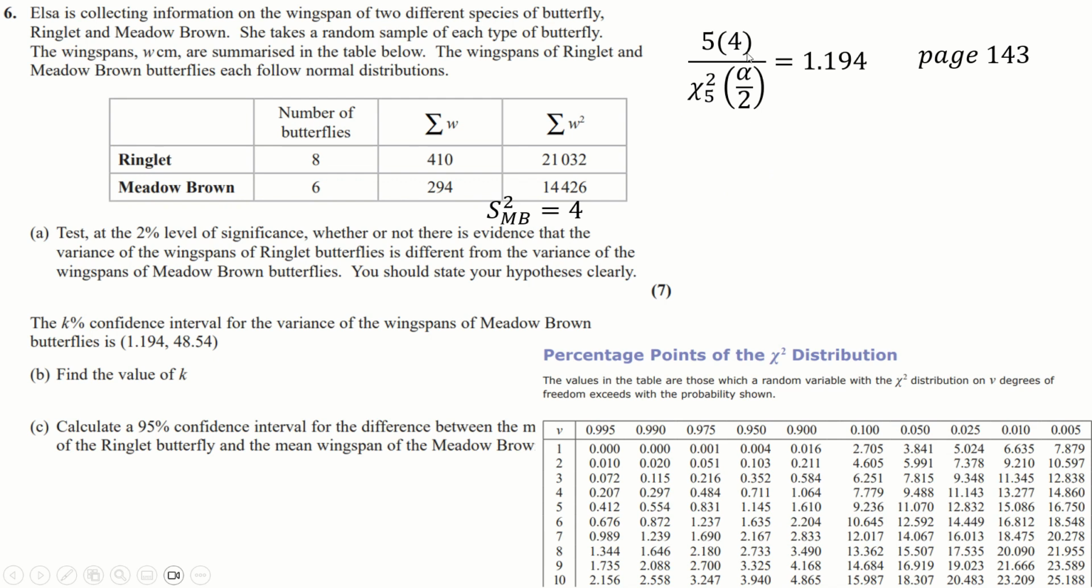So of course we can work this out. We can do 20 divided by this and we'll get this. We look in the chi-square distribution and we notice that that's that number there, which refers to a 0.005 test. So therefore, well, where did this alpha over 2 come from?